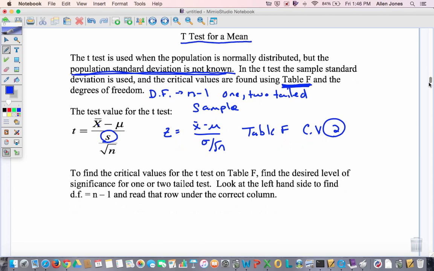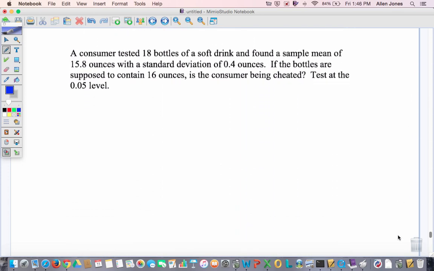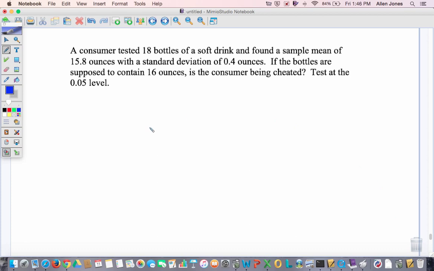So let's take a look at a few problems here that illustrate the difference between what we have been doing and our t-distribution. A consumer tested 18 bottles of a soft drink and found a sample mean of 15.8 ounces with a standard deviation of 0.4. So here, our standard deviation is of our sample of 18. So there's our sample standard deviation, or s. If the bottles are supposed to contain 16 ounces, is the consumer being cheated? Test at the 0.05 level.